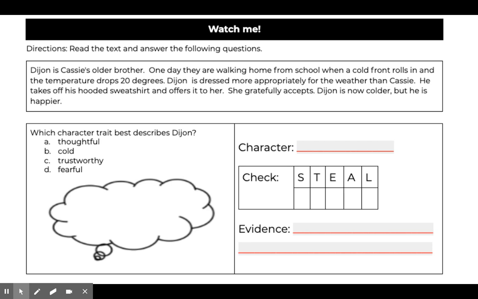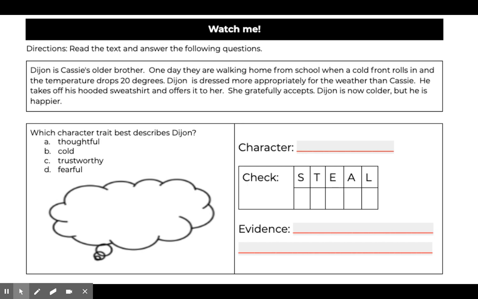All right, so let's try indirect characterization together. The directions say, read the text and answer the following questions. My question asks me, which character trait best describes Dejan? So I know when I'm looking back in the text, I am looking for something about Dejan.